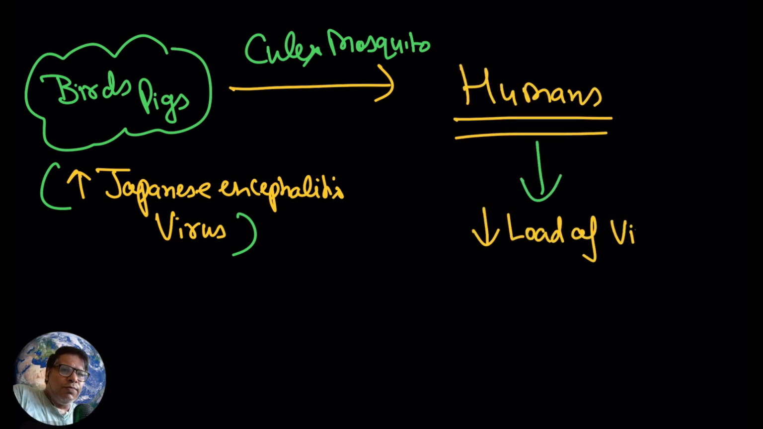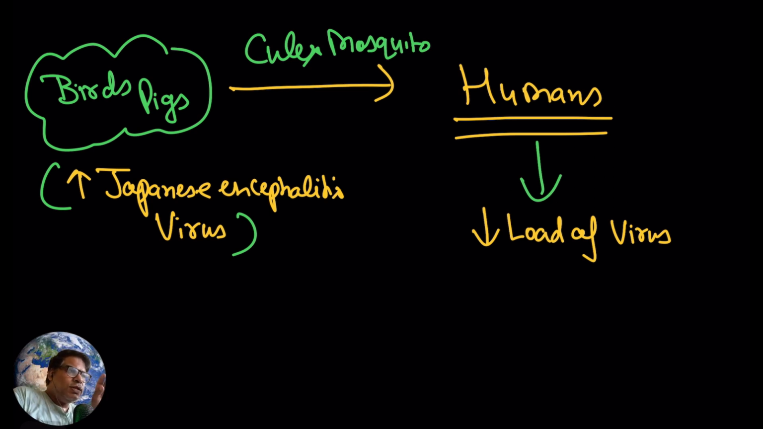Within human beings, you are going to have the disease due to Japanese encephalitis virus. But in the case of humans, the load of virus present in the human body is generally very, very less. In birds and pigs, you are going to have heavy load of virus. So when the mosquito sucks blood from birds and pigs, it can carry the virus to human beings. But from humans, it cannot transmit the virus to other humans or to other species.